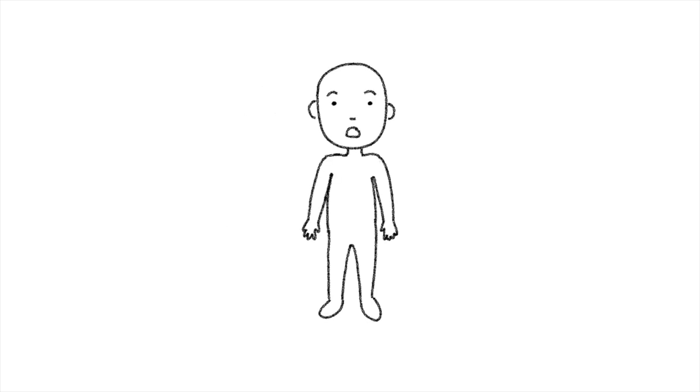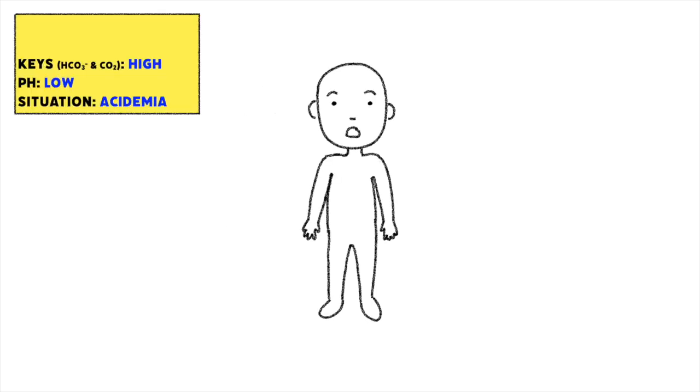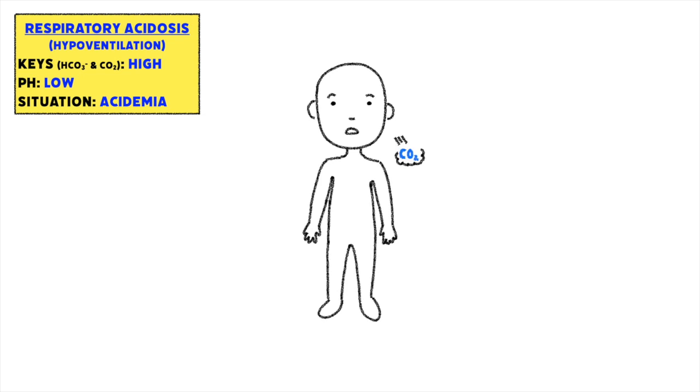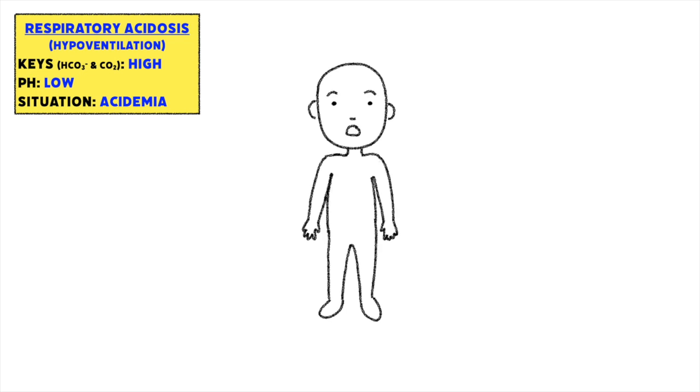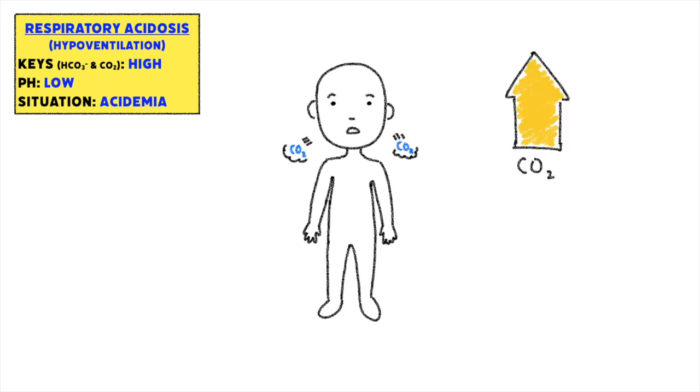For an acidemic patient, if we see both keys are high, then hypoventilation has to be the reason why. The climb in CO2 provides the clue you can't forget. Then the metabolic system keeps more bicarb to offset. For this respiratory acidosis, let us now address causation.